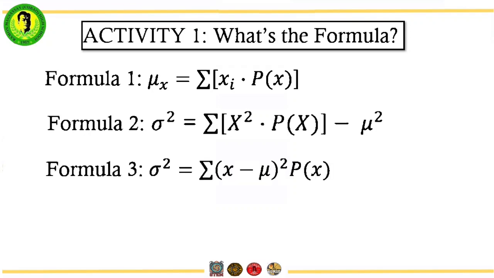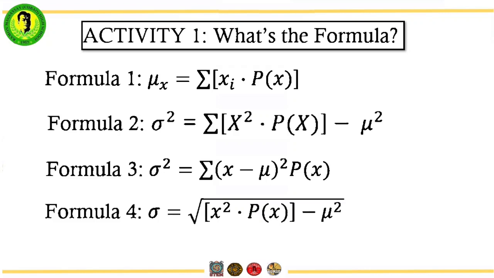So again, this is for variance, but it is another way of computing the variance. You will subtract the random variable from its mean. Then you will get the square. Then get the summation. Then after that, you will multiply it to the probability distribution or to the probability, or p of x.